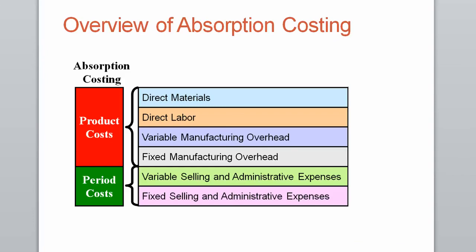So here's an overview of our absorption costing, which again is required under GAAP and is the method we've looked at so far. Direct material, direct labor, variable manufacturing overhead, and fixed manufacturing overhead are product costs, while all of our selling and administrative costs, whether they're fixed or variable, are period costs and again flow directly to the income statement.